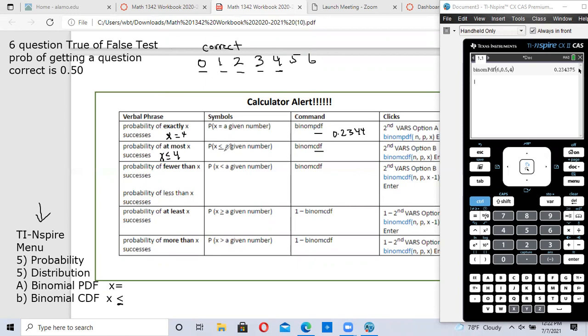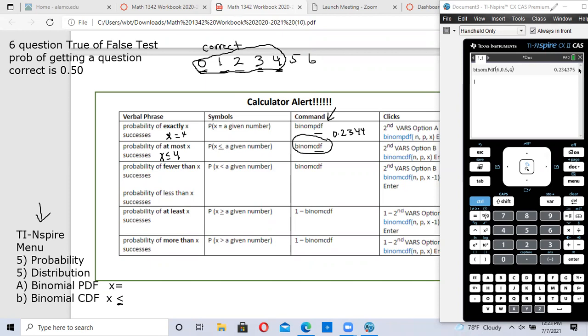So when we say at most, we're doing less than or equal. That's a CDF. That's different from the top one. So we're doing CDF this time, which is B on our calculator. It will add up the probability of 0, 1, 2, 3, 4. At most is all of these we could get correct. We could get 4 correct, we could get 3, 2, 1, or 0.